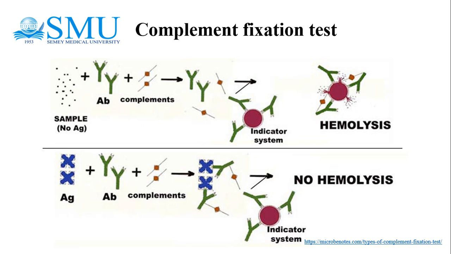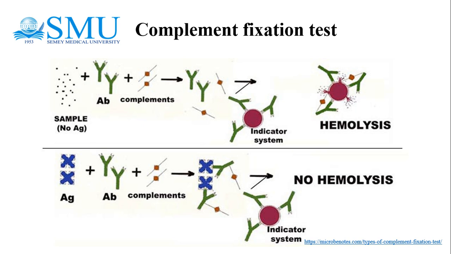Next is the complement fixation test. For the complement fixation test, we need a sample, of course, and we need complement, and RBCs coated with its antibodies. The complement fixation test detects the antibodies in patient serum that are capable of fixing complement. It was once very popular, now is almost obsolete. The principle of this test is a two-step reaction.